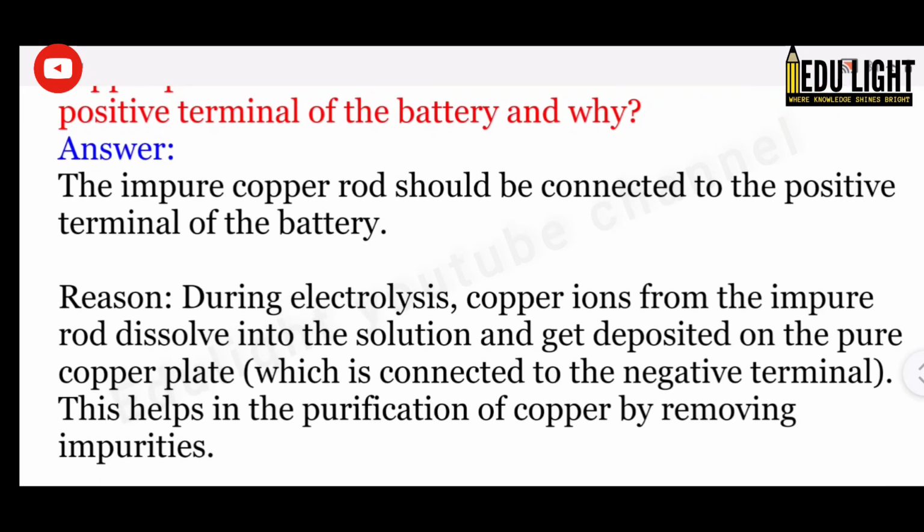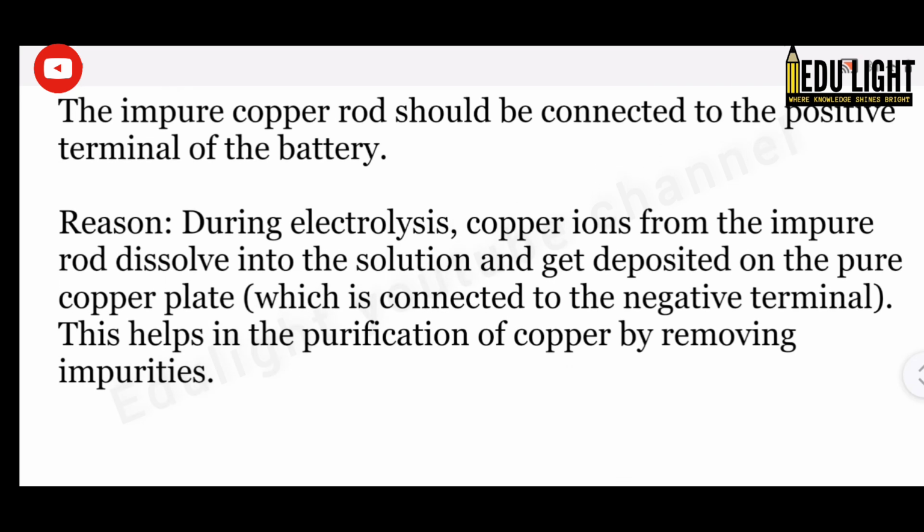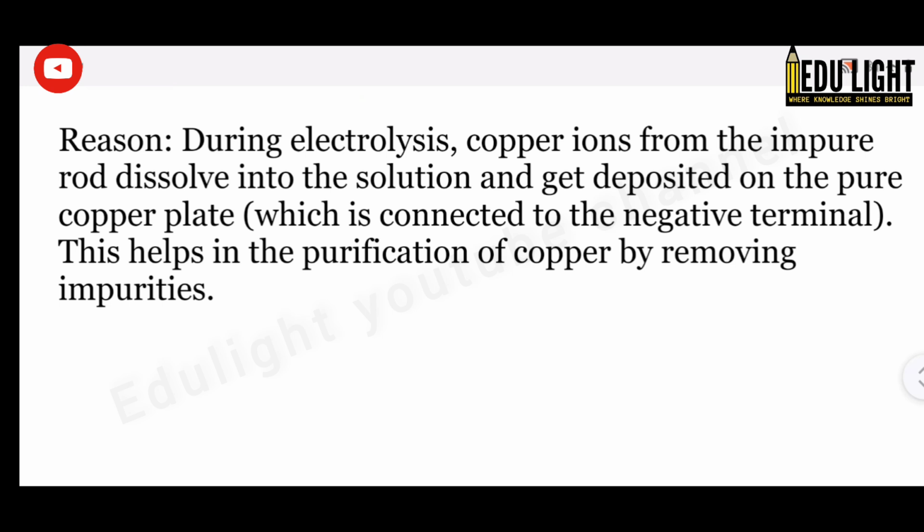The impure copper rod should be connected to the positive terminal of the battery. The reason is, during electrolysis, copper ions from the impure rod dissolve into the solution and get deposited on the pure copper plate, which is connected to the negative terminal. This helps in the purification of copper by removing impurities.